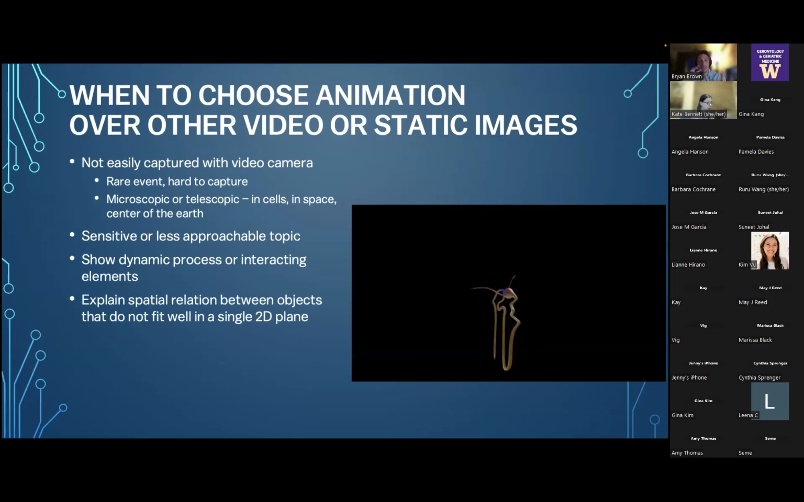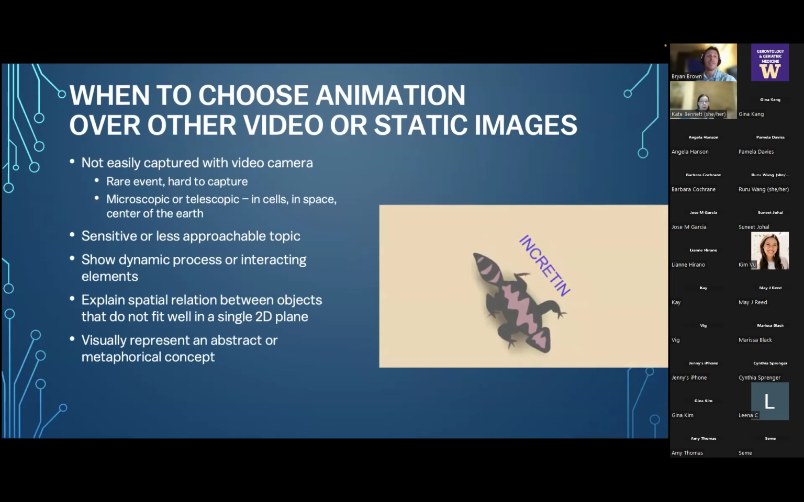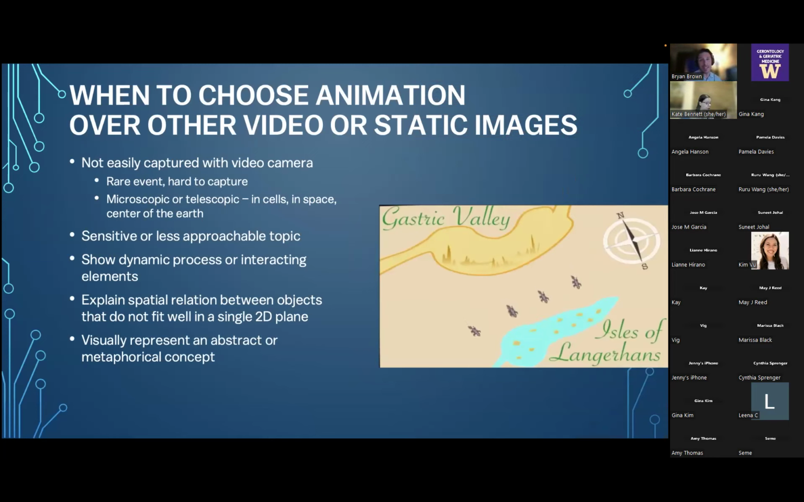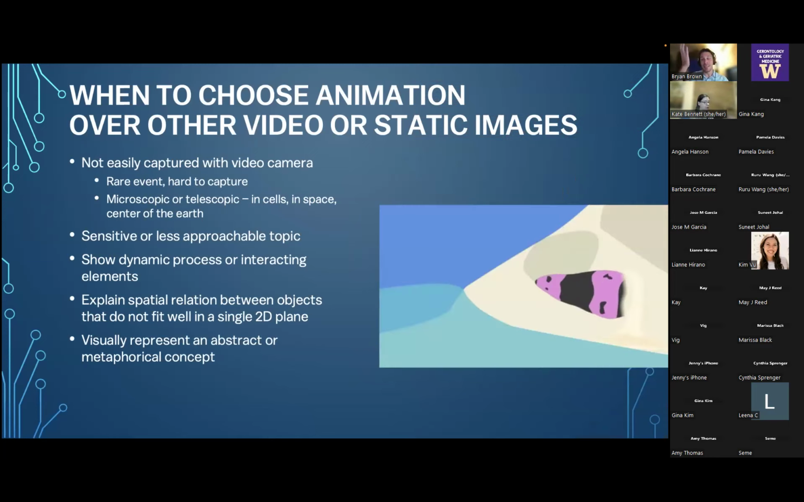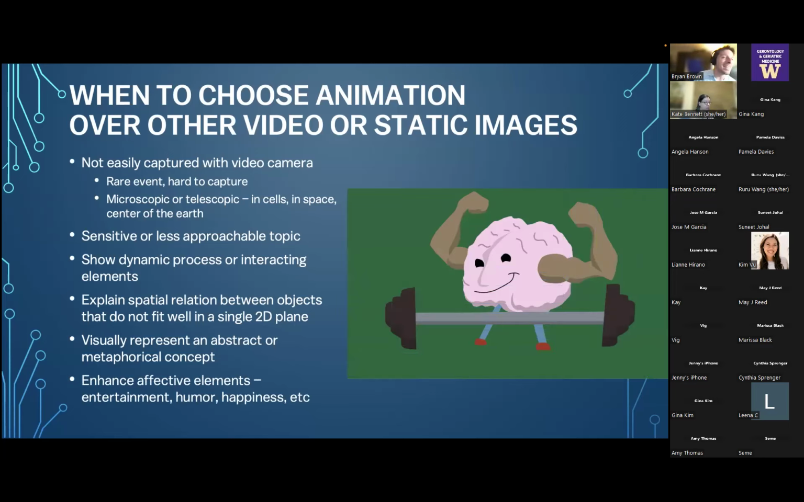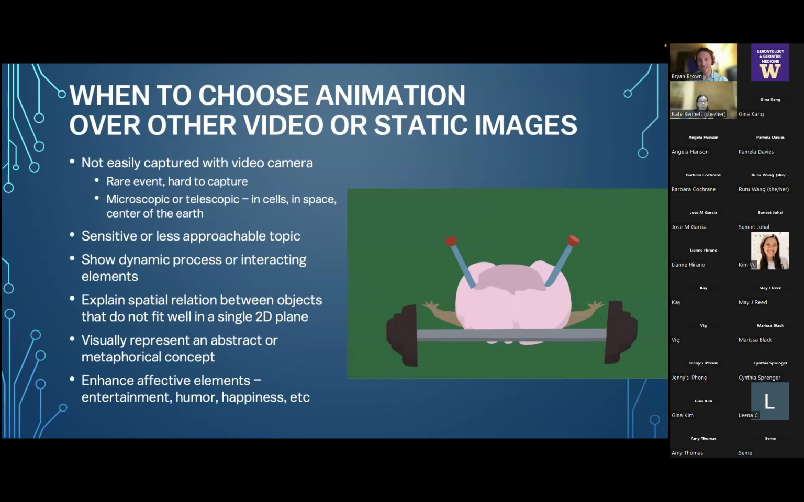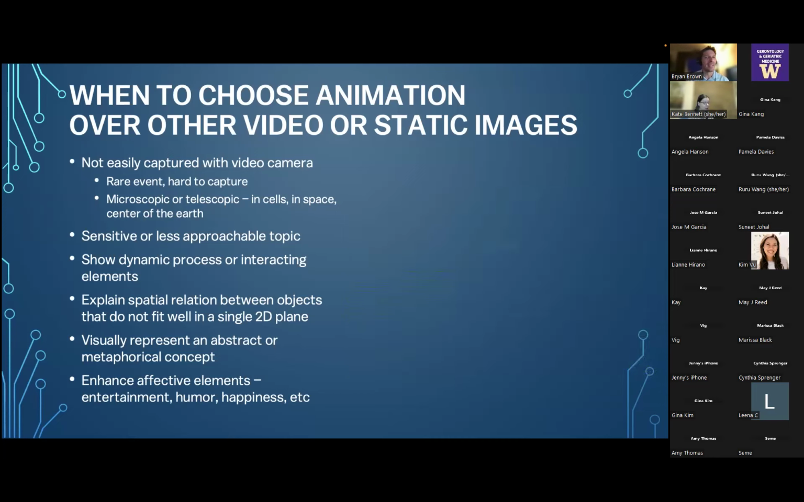Something where you need to explain spatial relations in a way that doesn't easily fit into a simple 2D plane, like this nephron. Or to visually represent an abstract or metaphorical concept, which is my favorite, like making these little incretin Gila monsters crawl from the gastric valley to the Isles of Langerhans to induce insulin secretion. And then finally, enhance affective elements, right? Back to this whole emotional design idea, make our learners happy. Like this brain that is struggling to lift weights.